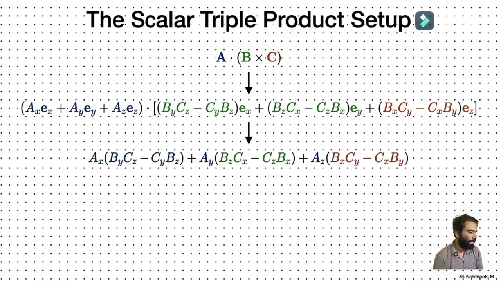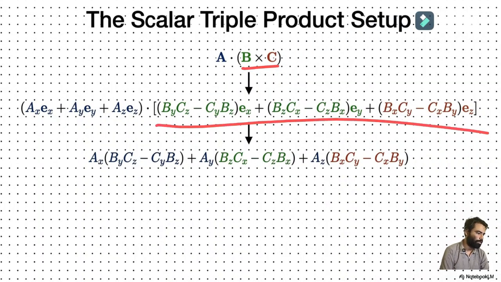Now here is the calculation of the scalar triple product. How can we calculate it? First, you can calculate B cross C. From the previous lecture we have seen how to calculate the cross product. B cross C is (by cz minus cy bz) ex plus and so on. These long terms are what you have seen in the previous lecture, and you have to do a dot product with this. Now how can you do that? ex with ax times (by cz minus cy bz), plus ay times this and this.